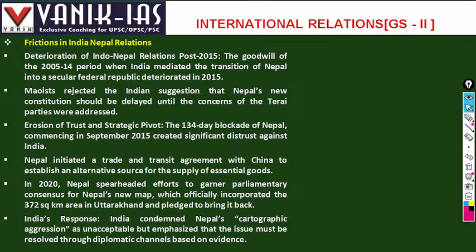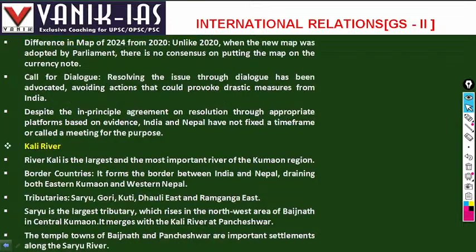Nepal initiated a trade and transit agreement with China to establish an alternative source of supply for essential goods. In 2020, Nepal spearheaded efforts to garner parliamentary consensus for Nepal's new map, which officially incorporated the 372 square kilometer area of Uttarakhand, in order to bring it back. India's response: India condemned Nepal's cartographic aggression as unacceptable, but emphasized that the issue must be resolved through diplomatic channels based on evidence. Nepal should show the evidence so it can be sorted out at the diplomatic level.